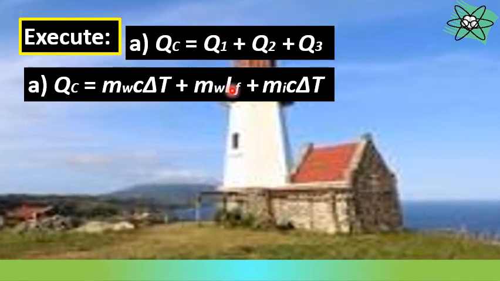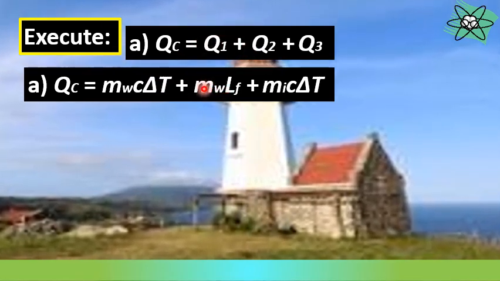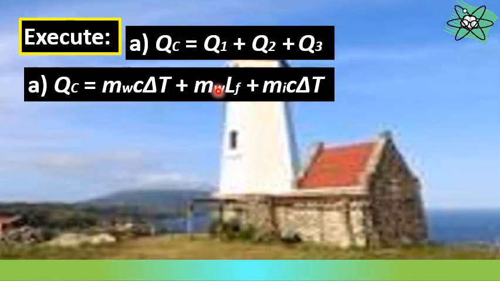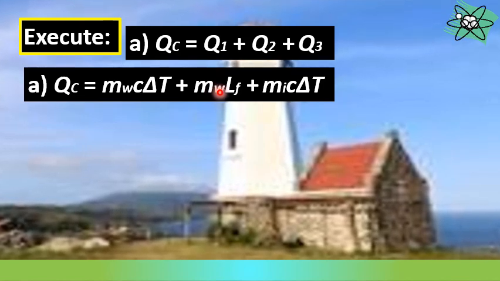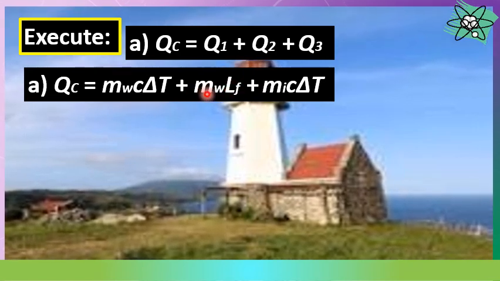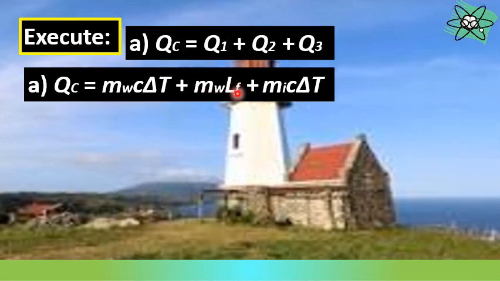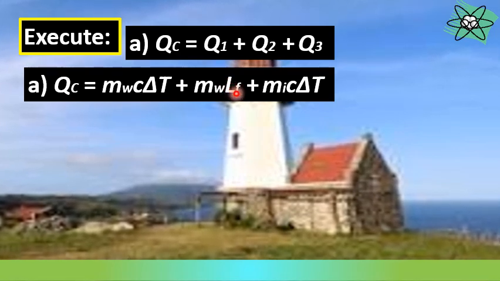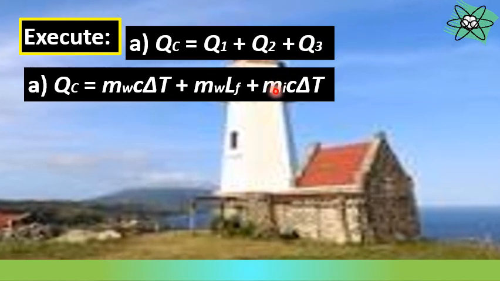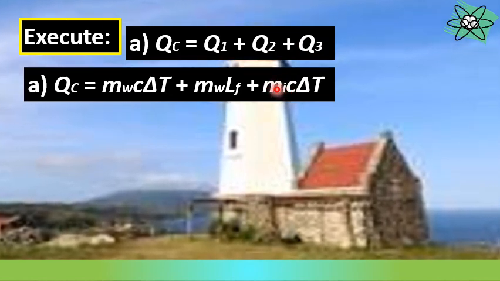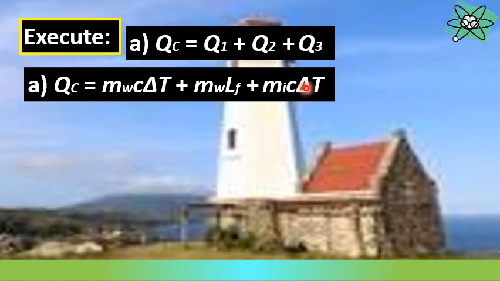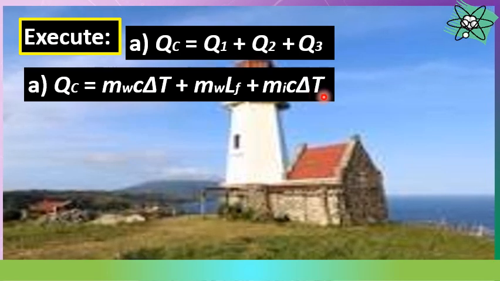And then Q sub 2, which is the mass of water that will be converted to ice at 0 degrees Celsius. So the mass of the water would just be multiplied by the constant, the latent heat of fusion of ice. And the last term, Q sub 3, which is the product of the mass of the ice times its specific heat and its change in temperature delta T.